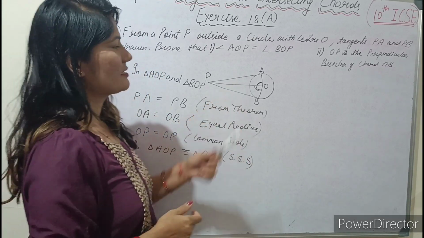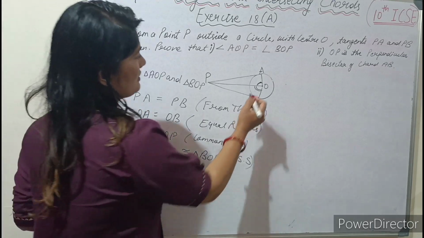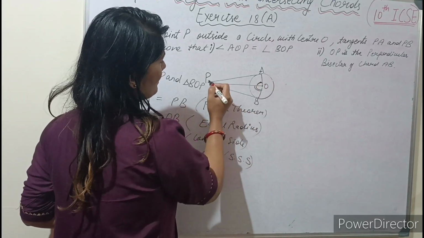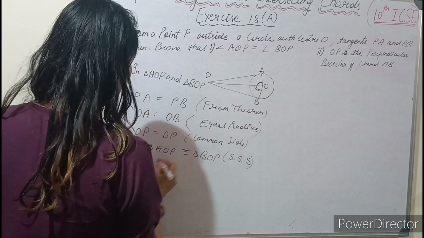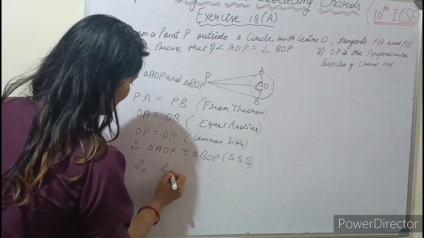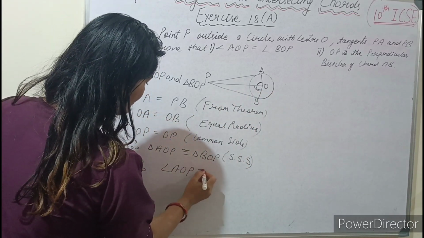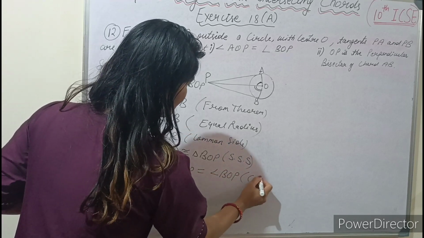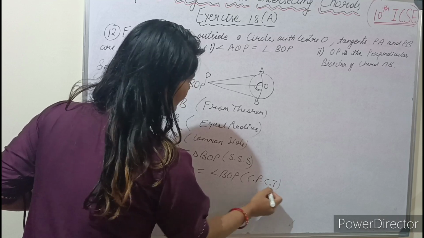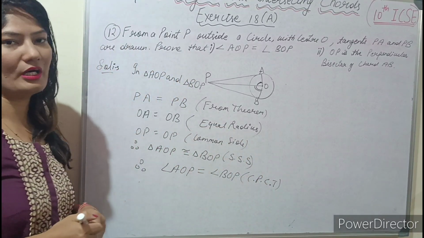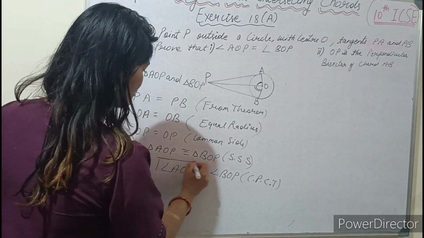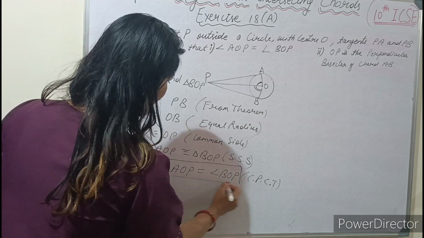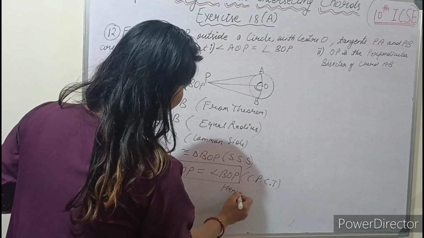If the triangles are congruent, then it means angle AOP is equal to angle BOP. So therefore angle AOP is equal to angle BOP, and this is by CPCT. Corresponding parts of congruent triangles are always equal. This is the only thing you have to prove in the first part. So hence proved.